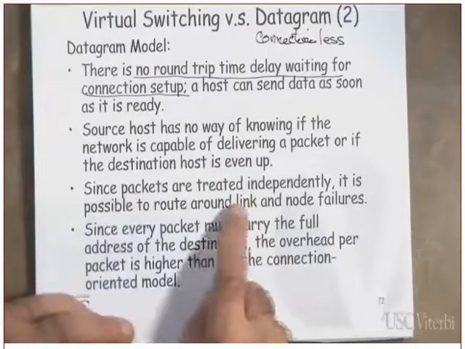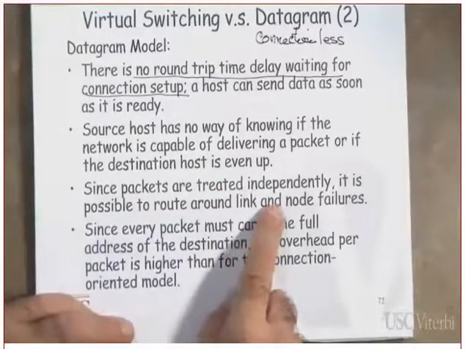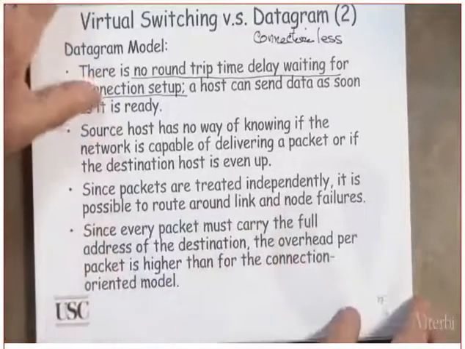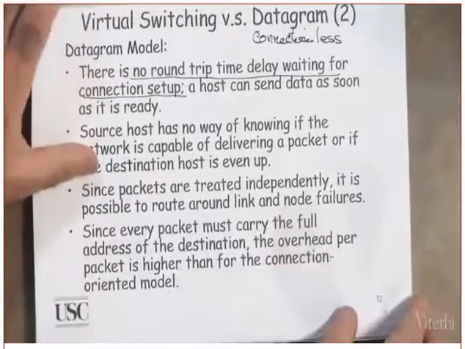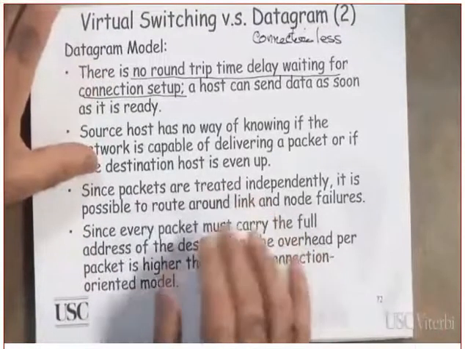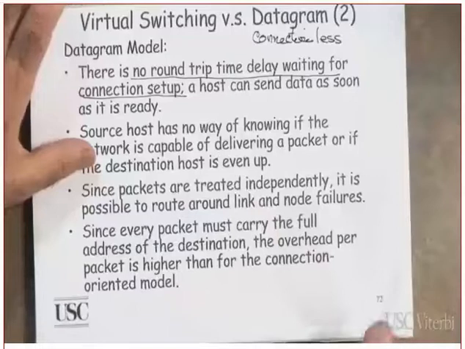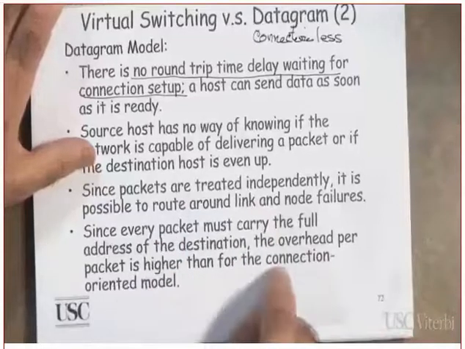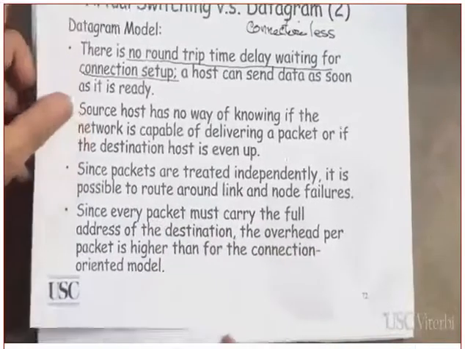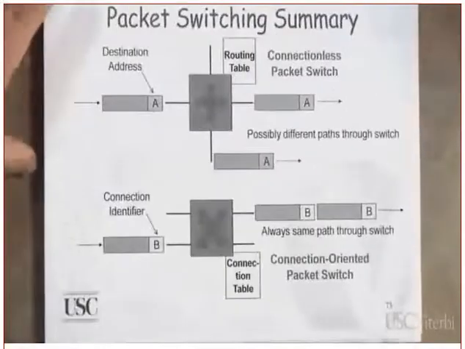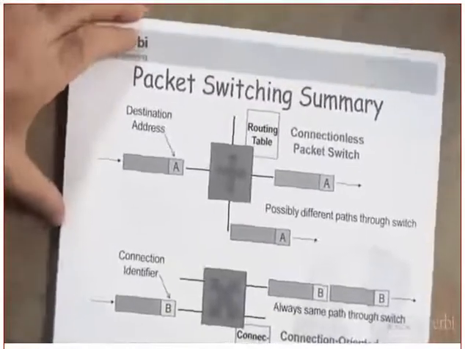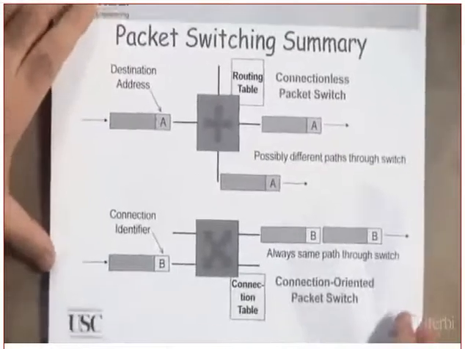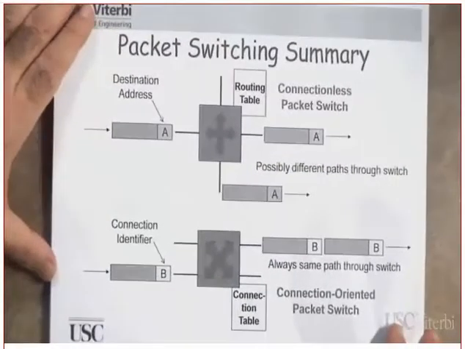In datagram, all the packets are going to be routed independently. It is possible to route around the failures and so on and so forth. Packet switching or connectionless is more flexible in that matter. Every packet needs to carry the full address rather than just an identifier, because the network is going to treat each packet separately. This is again the difference between connection-oriented or virtual circuit and connectionless.